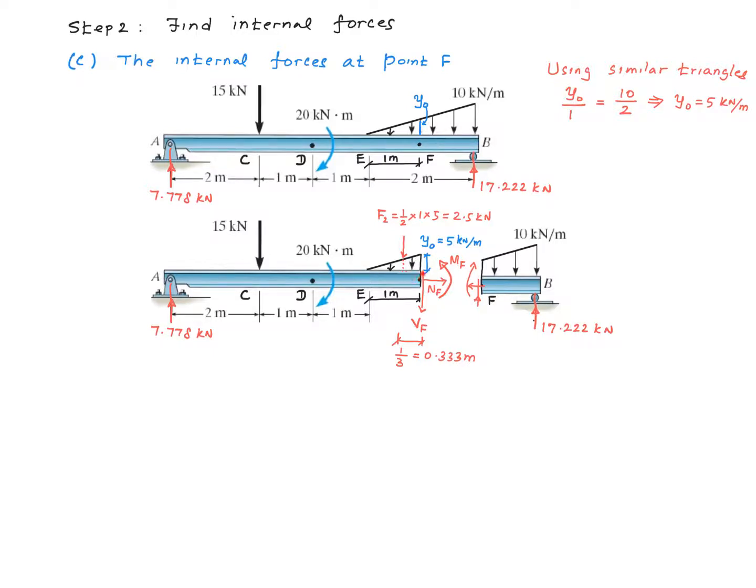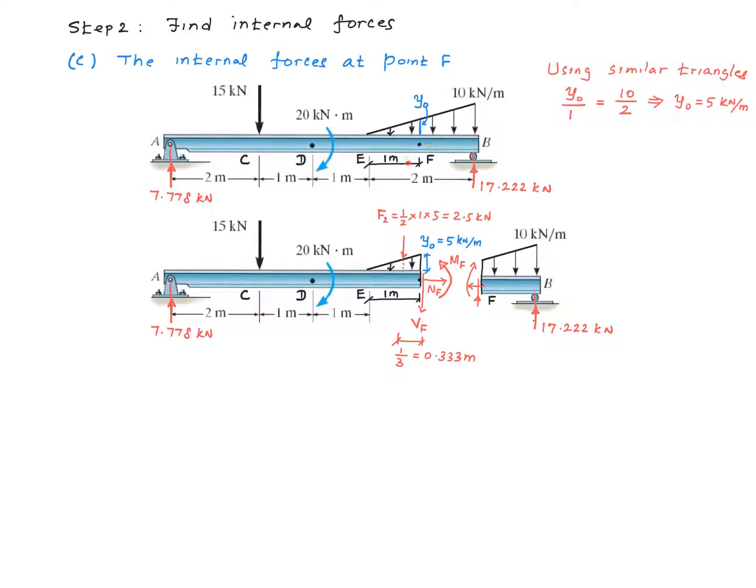We find the resultant corresponding to this little triangle, which is the area of the triangle, right? So it'll be half times 1 times y0, which is 5 kilonewton per meter, and we get a value of 2.5 kilonewton for that. The resultant force F2 of 2.5 kilonewton will be acting at a distance of 1/3 of 1 meter from this point, which is 0.333 meters. Now everything is fully defined for the free body diagram of the left side, so we can go ahead and apply the equilibrium equations to find the internal forces.